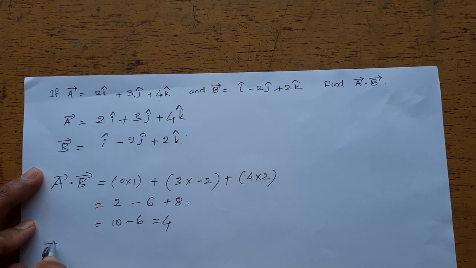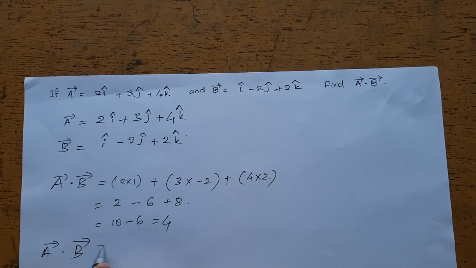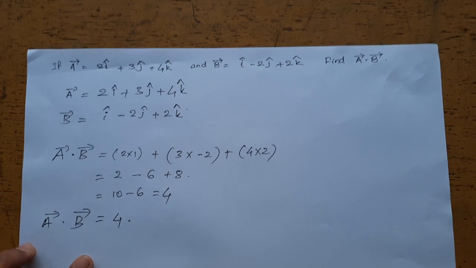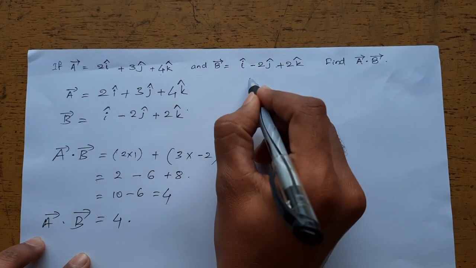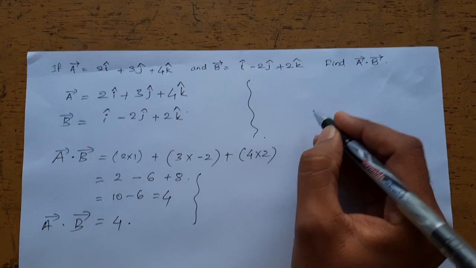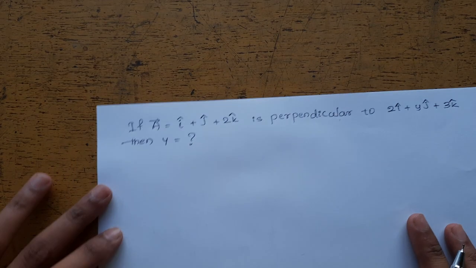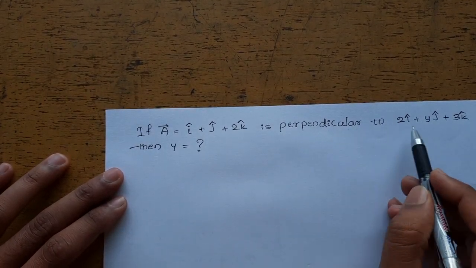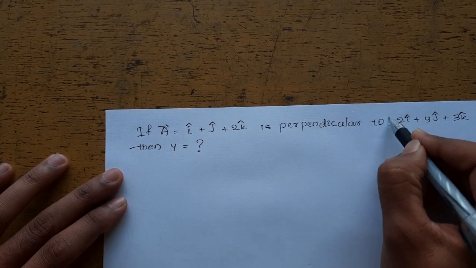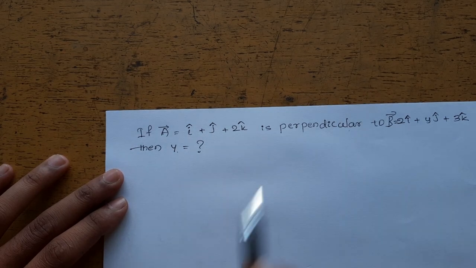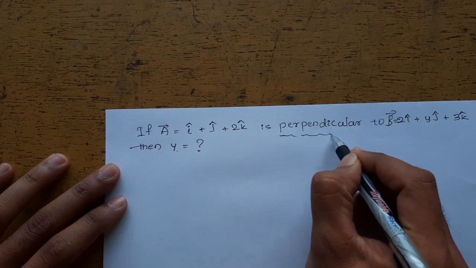Therefore, we can say the dot product of these two vectors is 4. Okay. Now, with a similar kind of problem, sometimes they will ask with some twist, like here: A is perpendicular to vector B, then find out y. They have given the hint that it is perpendicular.